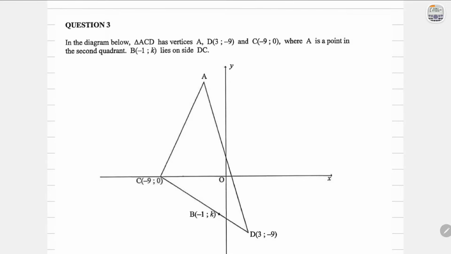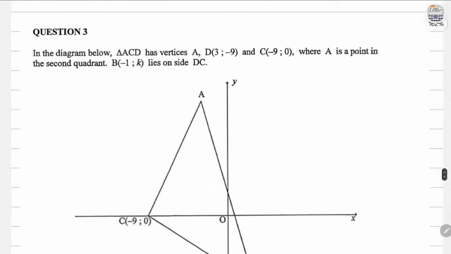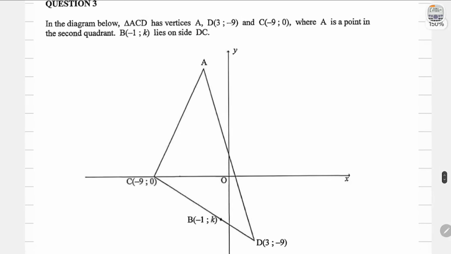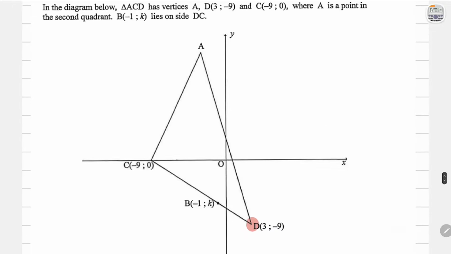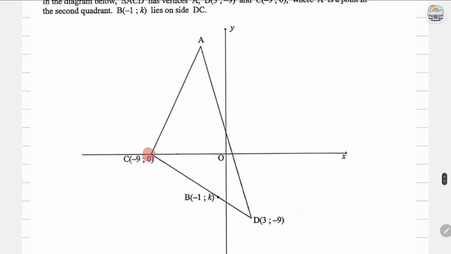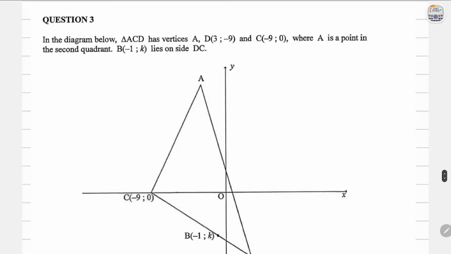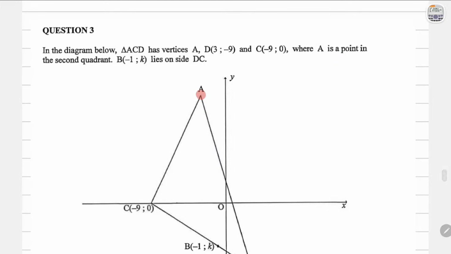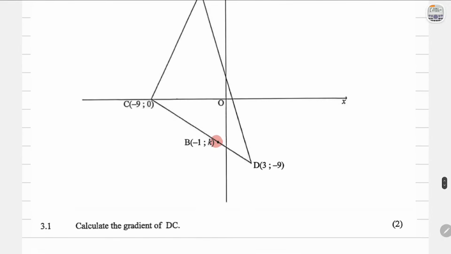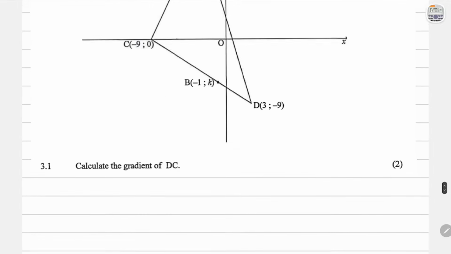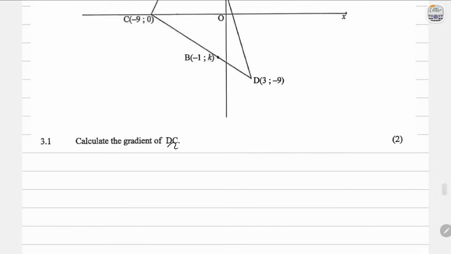We are now on the analytical geometry section of this paper. Question 3 says, in the diagram, we have triangle ACD with vertices A on the y-axis, D is (3, -9), and C is (-9, 0). So that is on the x-axis, where A is a point in the second quadrant. They tell us that B is -1, and K lies on the side DC, as we can see there. So the first question is, calculate the gradient of DC.